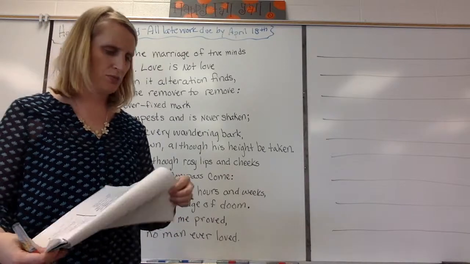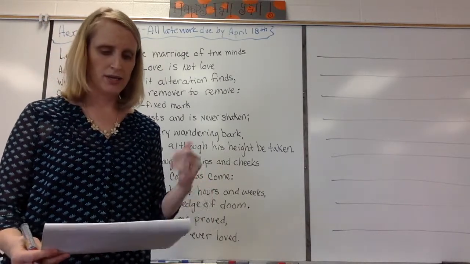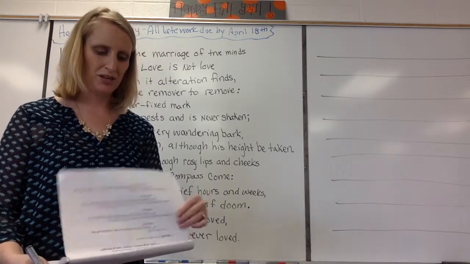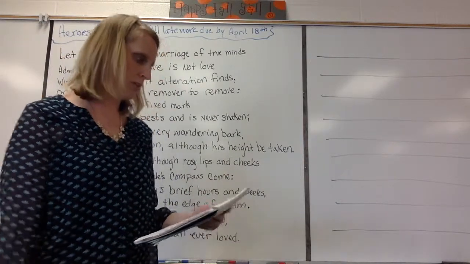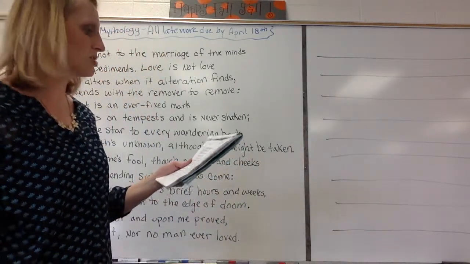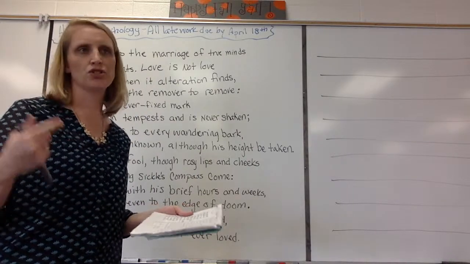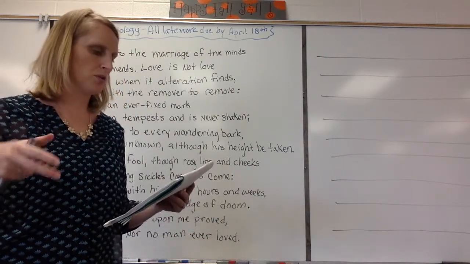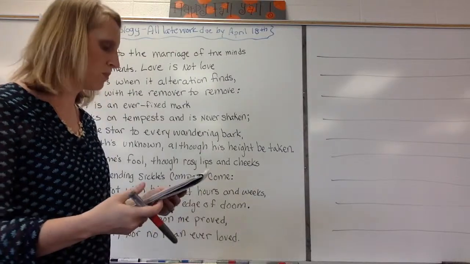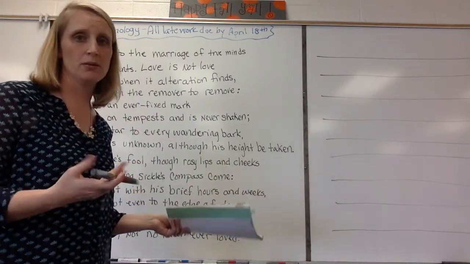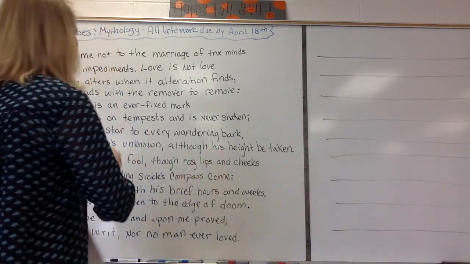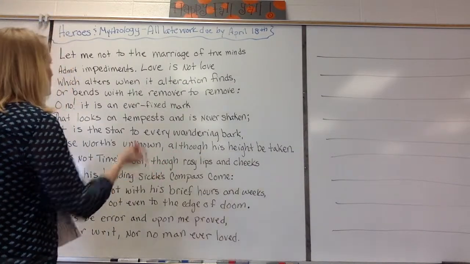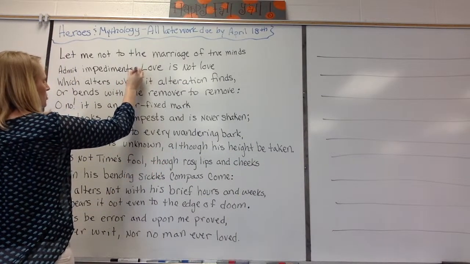The first step, according to my packet or the wall, is identify end sentences or complete thoughts. Shakespeare doesn't always write in complete thoughts with end-of-sentence marks, so there's more. It's periods, question marks, exclamation points, but also colons and semicolons. So I'm going to go through and solely find my end marks. Let me not to the marriage of true minds admit impediments. Oh, there is a period, so I'm going to circle it.